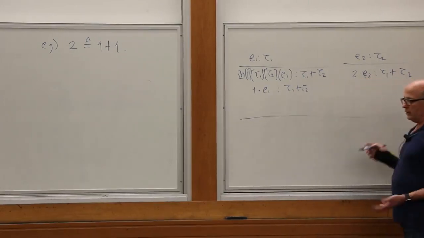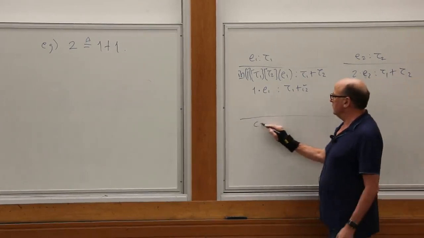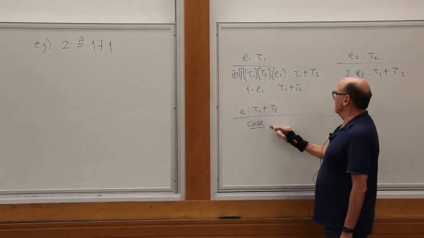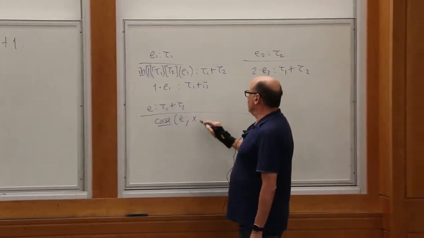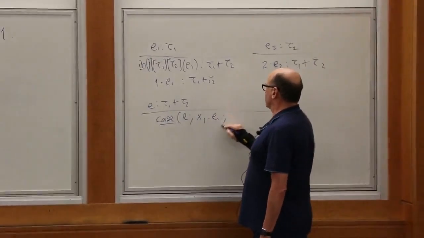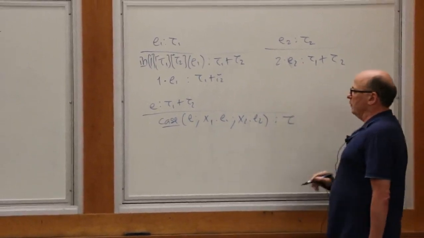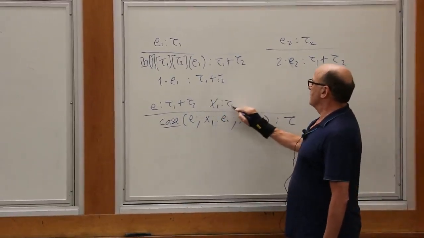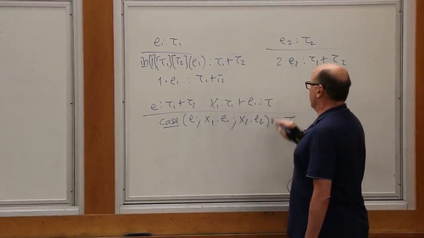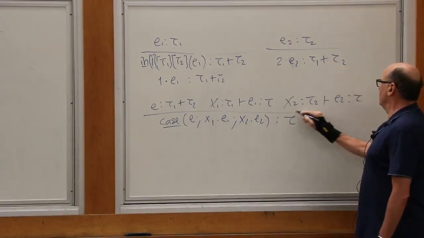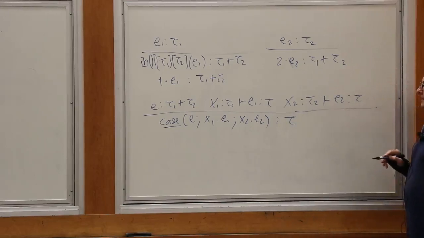And how do I know I can tell? Because I can case analyze. So the idea is I can do a case analysis. If you give me something which is in the sum, then I can tell you, let me write it: case e of l dot x1 hook e1, and r dot x2 hook e2. I'm going to say that's some type tau, provided that assuming x1 is in tau1, we do the cases and we get tau, and assuming x2 is in tau2, we do the cases and we get tau. Okay, so that's the idea.